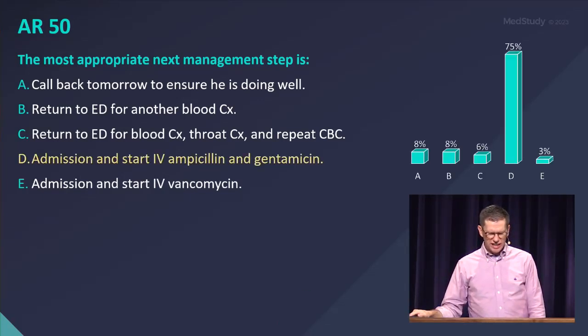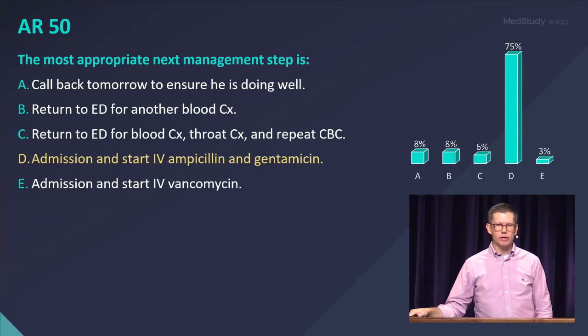All right, so the answer is D, admit and start IV amp and gent, which most of you got, right? So the thing you're concerned about for this particular 7-day-old is Listeria, right? So that's what you think about.